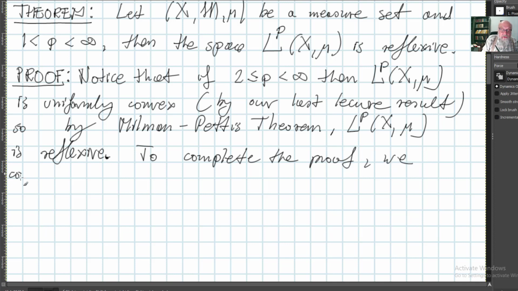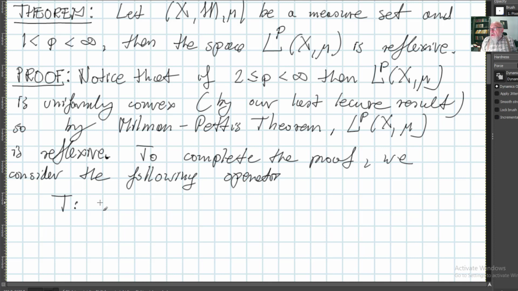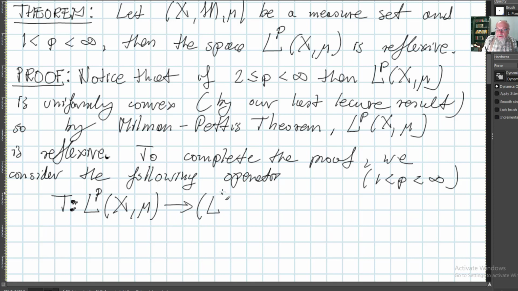We consider the following map, actually an operator, T. For a moment, we do not make any assumption on the value of p, so we don't need 1 smaller than p smaller than infinity. We'll be referring to this operator in the next theorem, so we need to write it down in such a way that we can use it later.